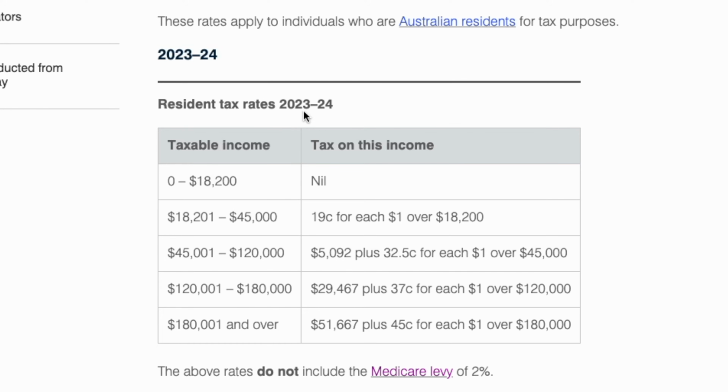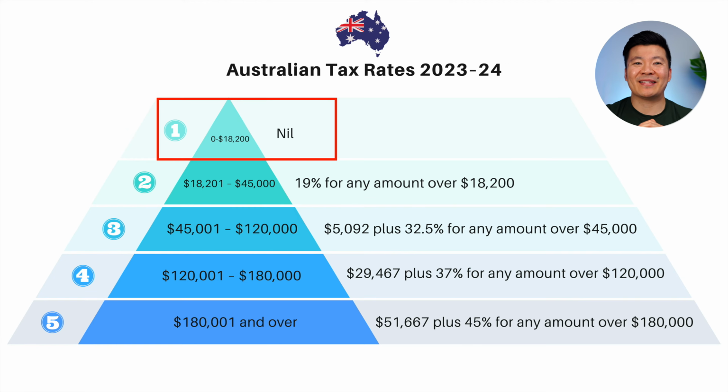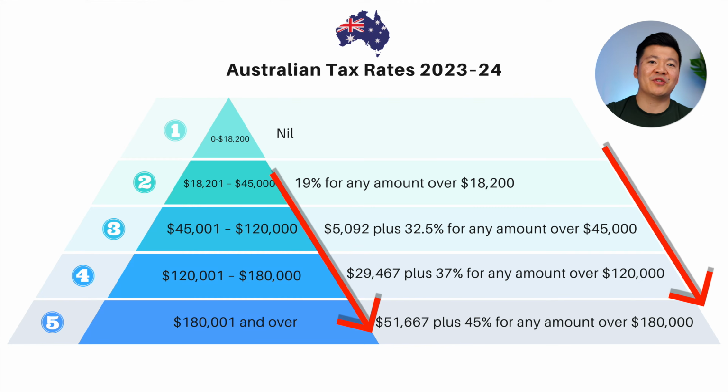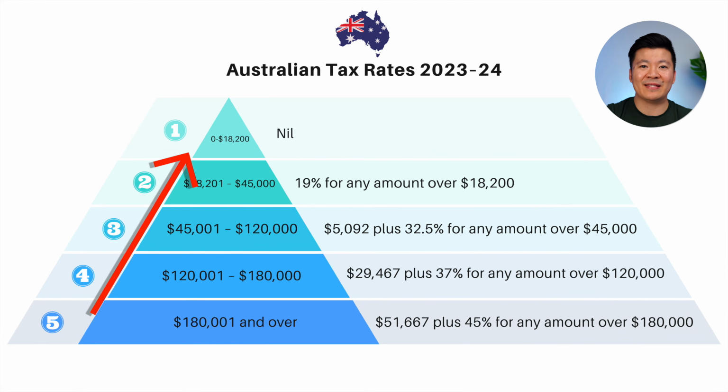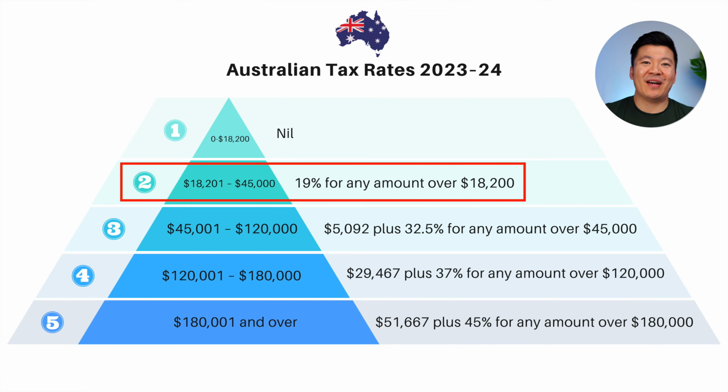If we go to the ATO website, they provide a table of the Australian tax brackets for the 2023 to 2024 financial year. The first bracket is tax-free, so you can earn up to $18,200 and not have to pay any tax at all. Then moving on, we have what's called marginal tax rates. Once your income goes past the tax-free threshold, you will be taxed on the remaining income based on your marginal tax rates. Marginal tax rates refer to the tax rates applied to each portion of your income within these tax brackets. The second bracket charges you 19% tax for any amount you earn between $18,201 and $45,000.